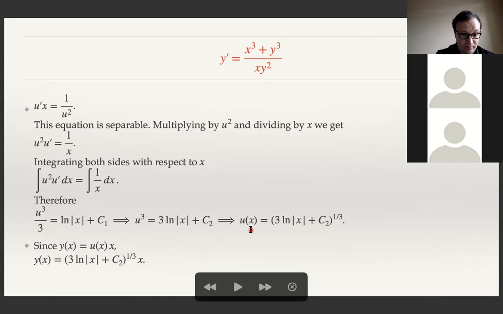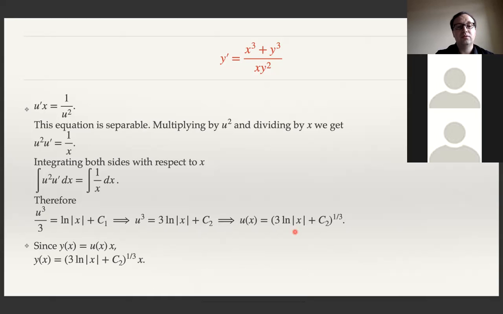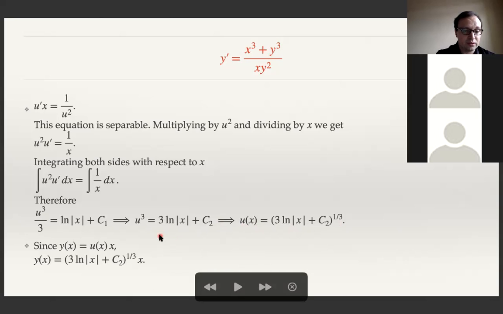And then u is equal to (3 natural log of absolute value of x plus c2) to the power 1/3. So the cubic root of a real number is always well-defined and uniquely defined. So it's fine to take cubic roots of all real numbers. Okay. For complex numbers, it's a bit more complicated. So y of x is equal to (3 times natural log of absolute value of x plus c2), everything raised to the power 1/3, which is the same as taking the cubic root, and then times x.